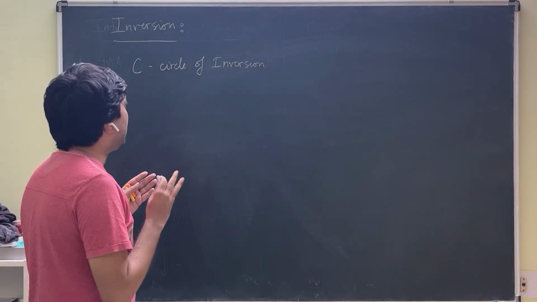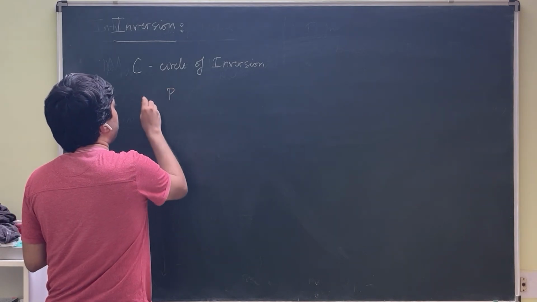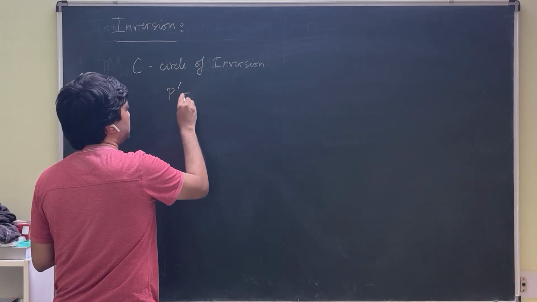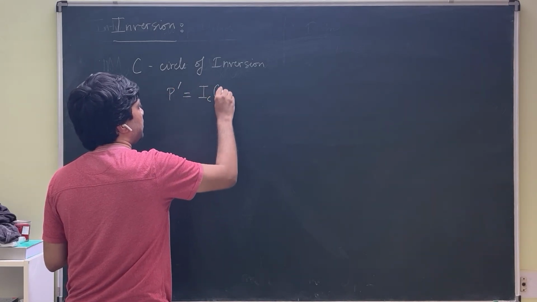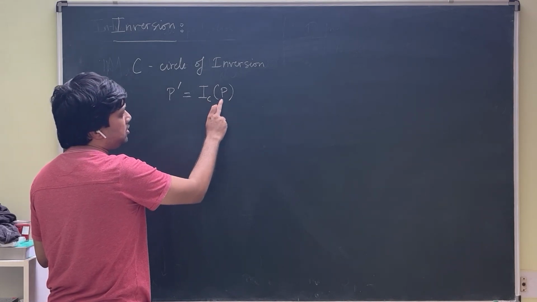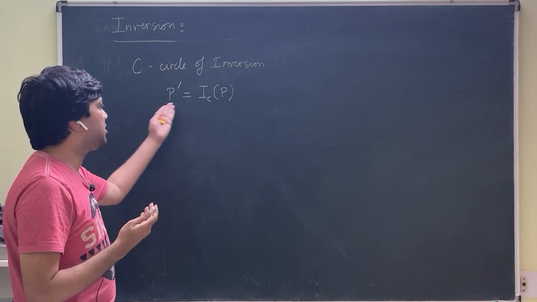Let's say you have any geometric object, like a point P. Then remember, under inversion P goes to P dash was our notation. Our new notation will be IC of P. IC of P means that under inversion with respect to C, P goes to P dash.